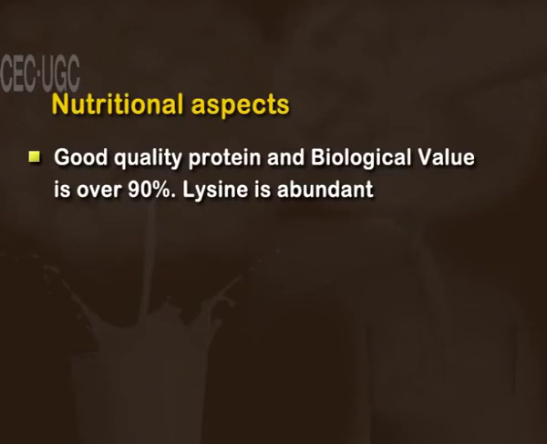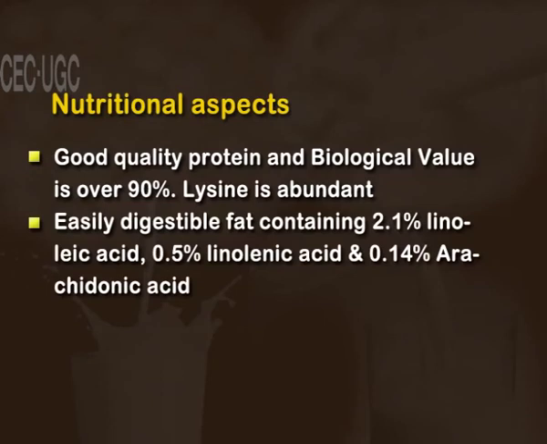Now, the nutritional aspects. We conclude with a very important aspect: milk is an excellent source of good quality protein with a very high biological value, which is over 90%, and also a high protein efficiency ratio, where the lysine content of milk is very abundant, and this can be used to supplement the cereal diet. It is made up of easily digestible fat, and it contains a high percentage of essential fatty acids, that is linoleic acid, linolenic acid and arachidonic acid, which are essential for the body.